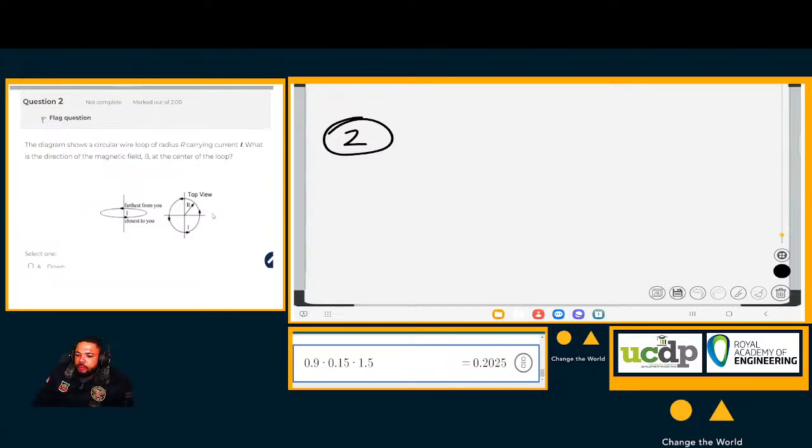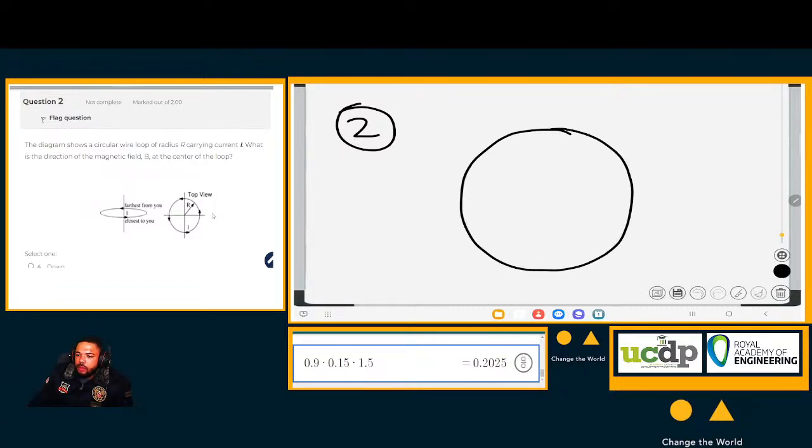So that's the wire loop. Let's look at it from the top. That's better. Question 2, and we have a top view. It is moving in this direction. This is the current flowing in this wire.